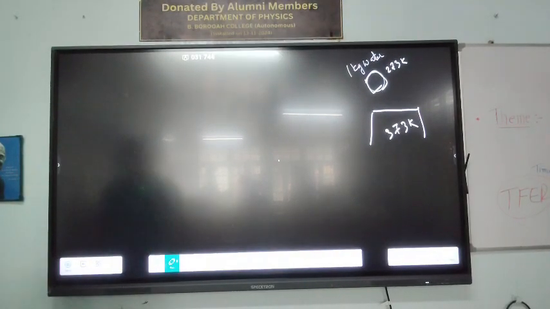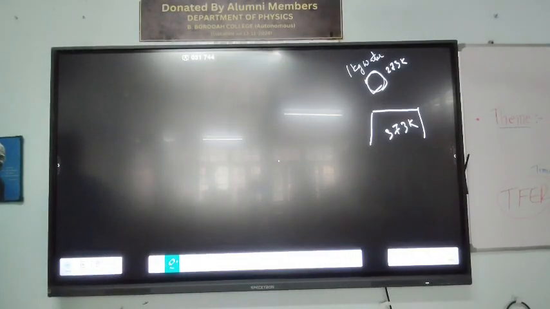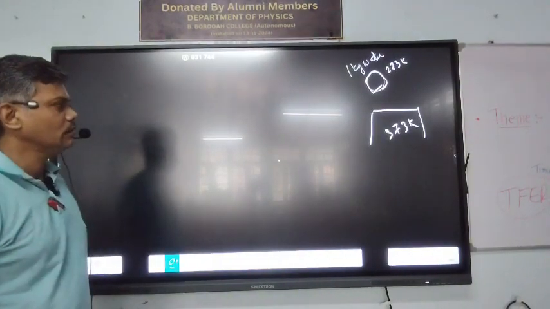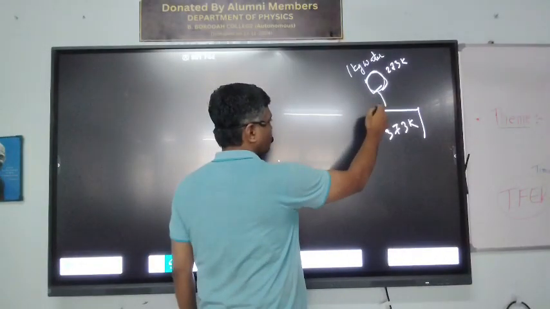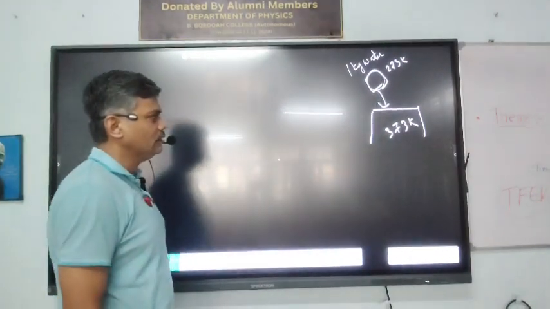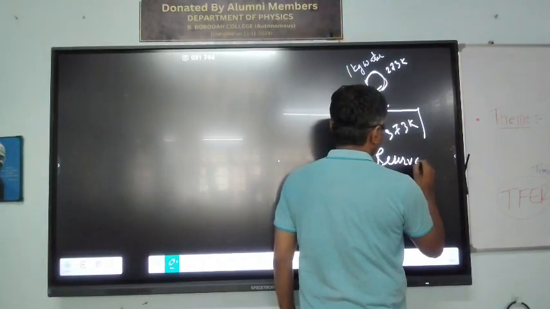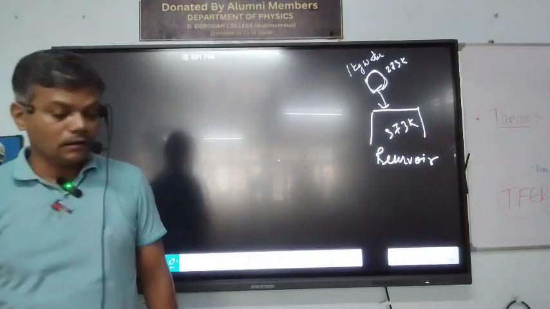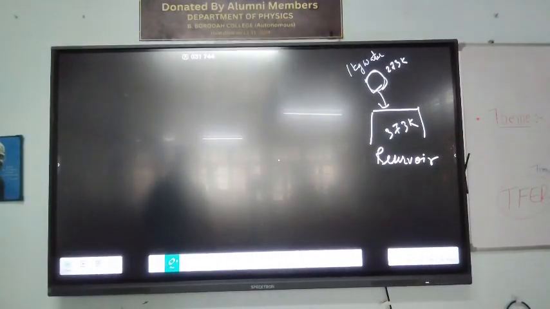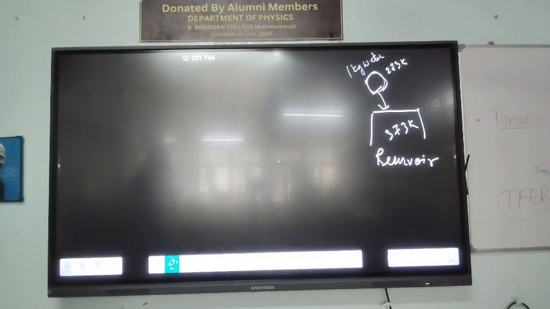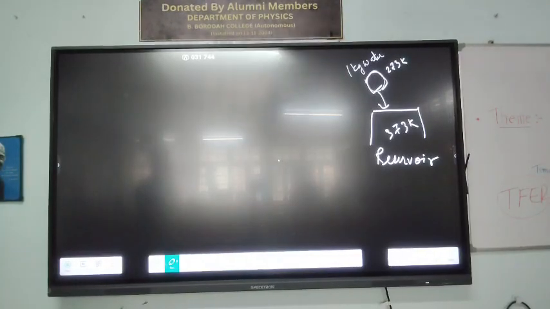So we are taking 1 kg of water at 273 Kelvin that we are making in contact with a 373 Kelvin reservoir. This is my reservoir. So if you make contact of 1 kg of water at 273 with a reservoir at 373, what can we expect? We can expect that the temperature of the water will rise, and after some time it will attain the temperature of the reservoir.